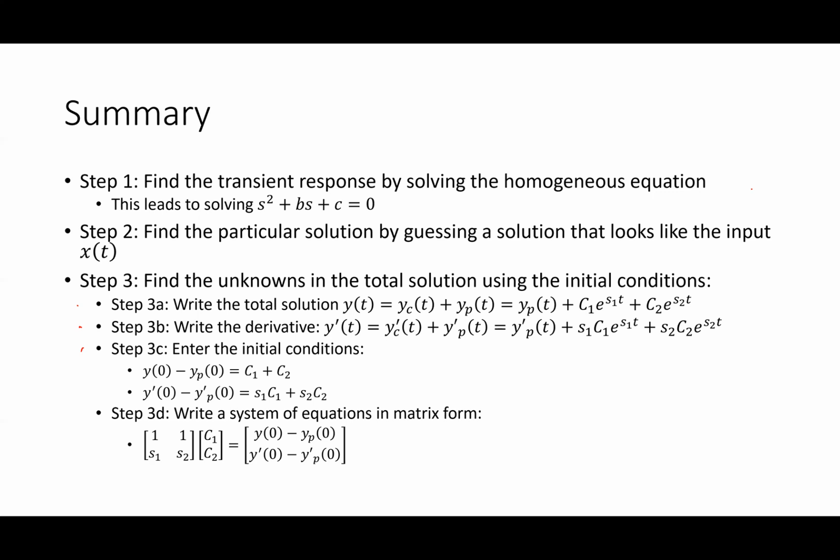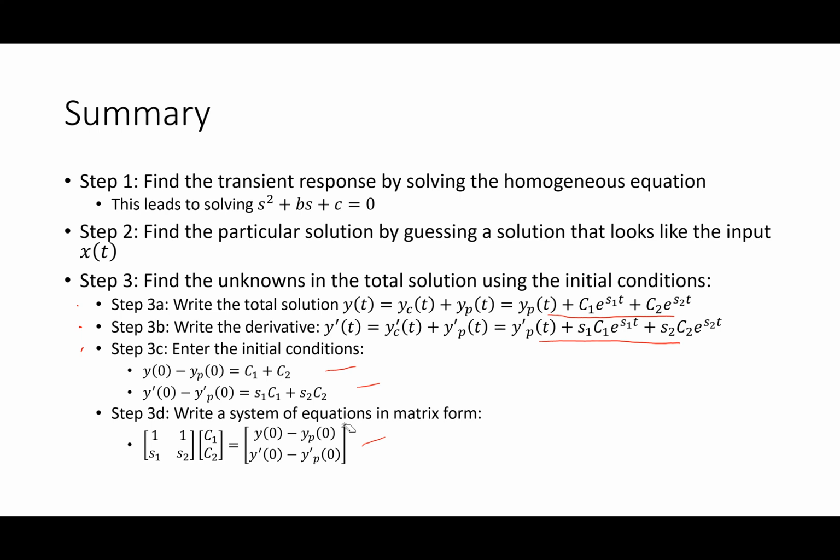So I found a couple of things. If you look carefully in this, what I do is I find the total solution, right? Total solution is going to look like this. I write the derivative of that. I put the initial conditions together, and then I write a system of equations in matrix form to solve for C1 and C2. Those are the steps that we follow. They're the same no matter what. I should be careful about that. Not necessarily no matter what.